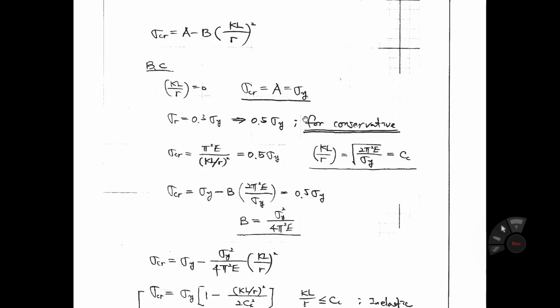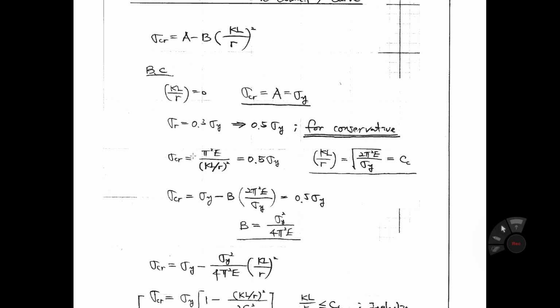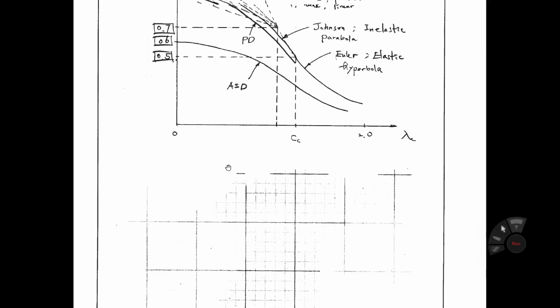So it will fail by yielding at this point. And then we consider previous derivation. We assumed the residual stress is 0.3 sigma y. But in the derivation of the CRC column curve, 0.5 sigma y is used for sigma r. Okay? To be conservative, we consider a larger residual stress. It is a safe direction, a conservative direction. So sigma CR equals pi squared E over (KL over r) squared. What is this? Euler buckling stress, right? So Euler buckling stress is this curve.